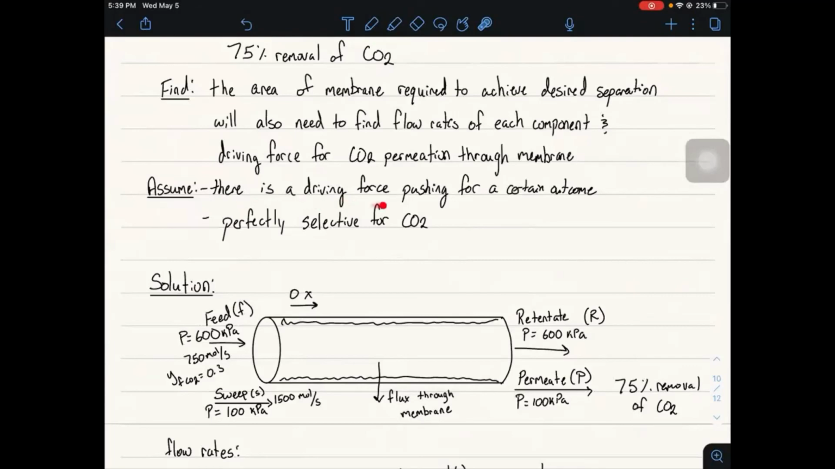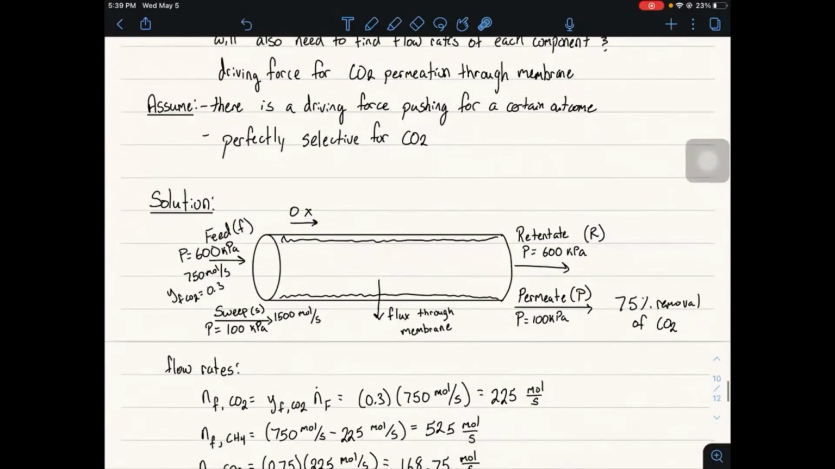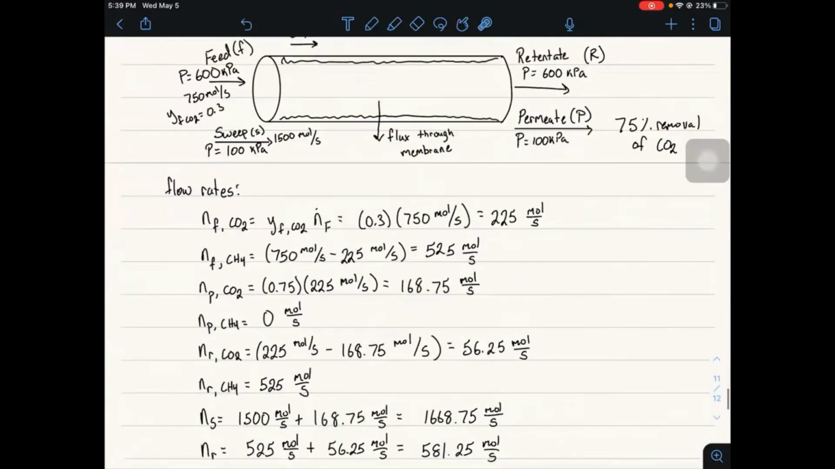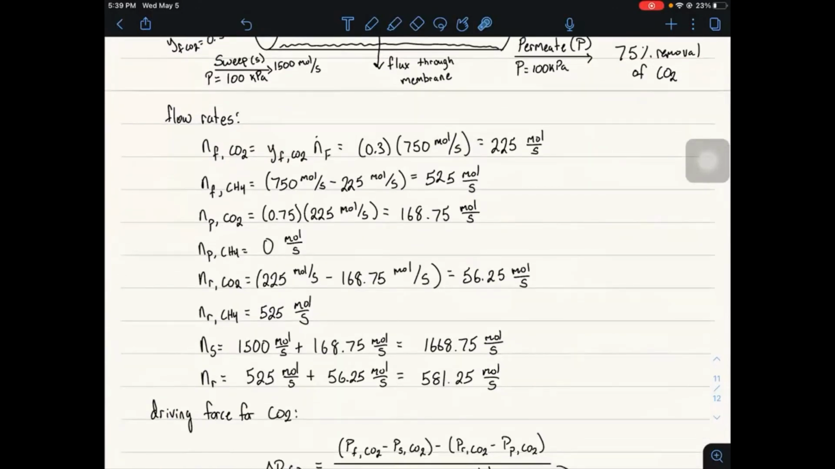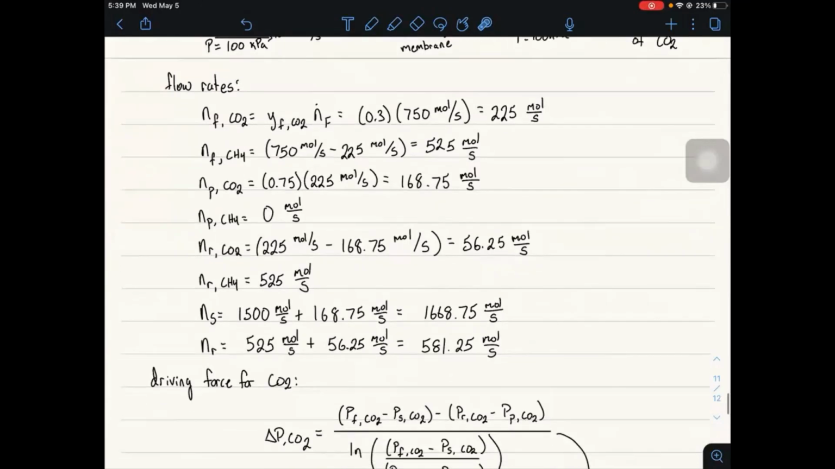So we can assume that there's a driving force pushing for a certain outcome and that this is perfectly selective for CO2. Here's the drawing. And so we need to figure out the flow rates. So F is feed, P is permeate, R is retentate, and S is sweep. And so these are just simple material balances, and we can just solve for them.